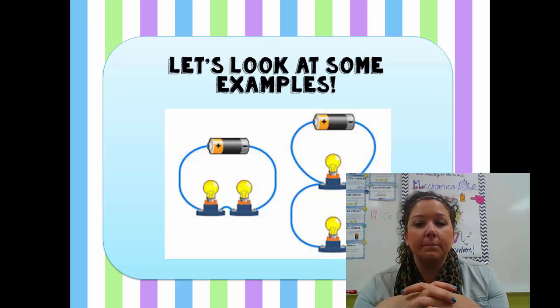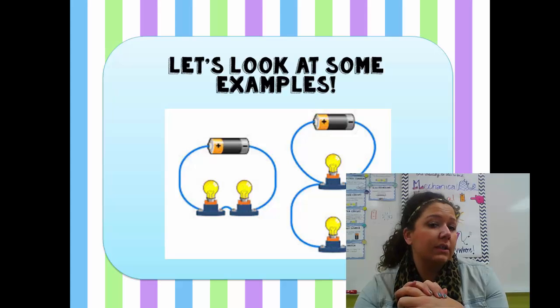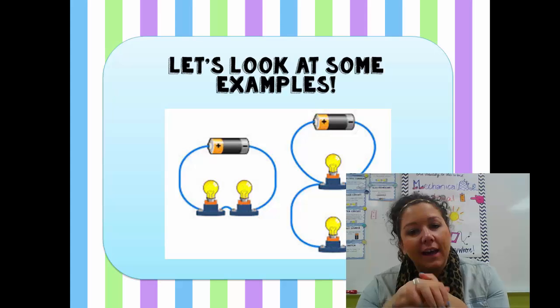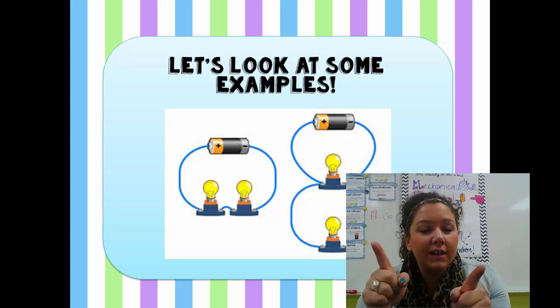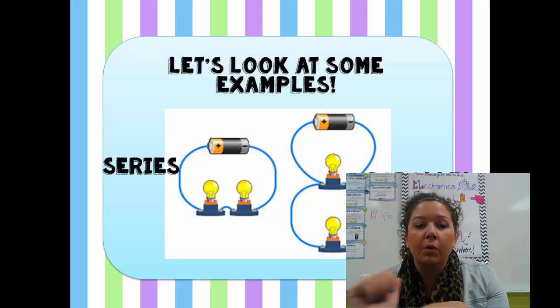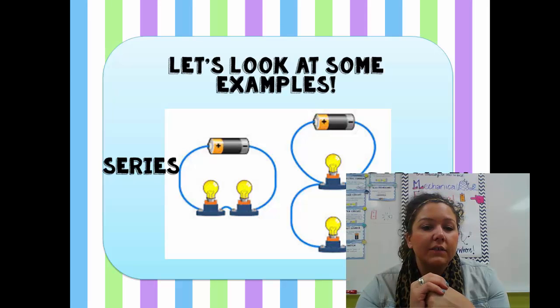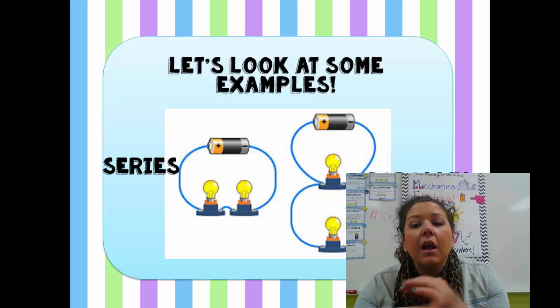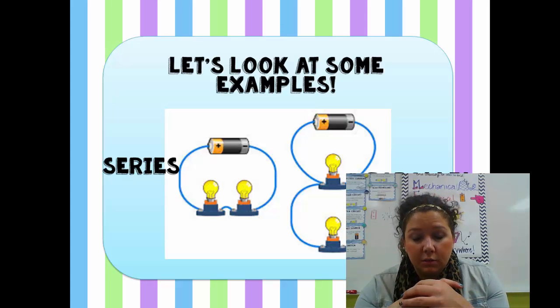Okay, so let's look at some examples. So we have the one on the left, and then we have the one on the right. Which one do you think is a series? Which one do you think is parallel? Make your guess, and then after you have made your guess, press pause and then play, and you will see the answer, which is this. So the one on the left is a series because you can see both light bulbs are on the same pathway. In parallel, the one on the right would be parallel because you can see there are two separate pathways. Okay, there's two loops basically.